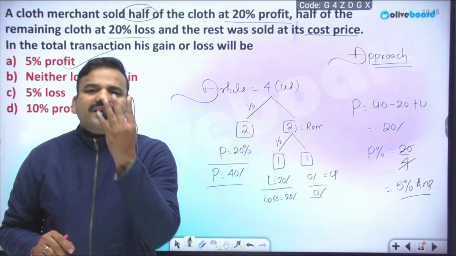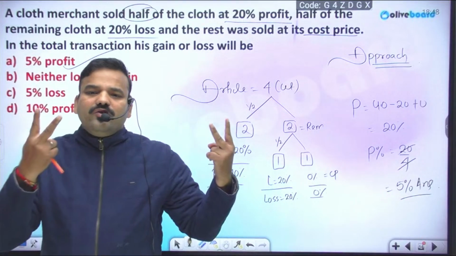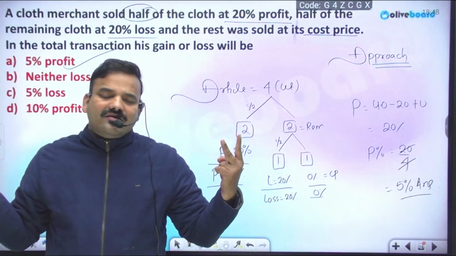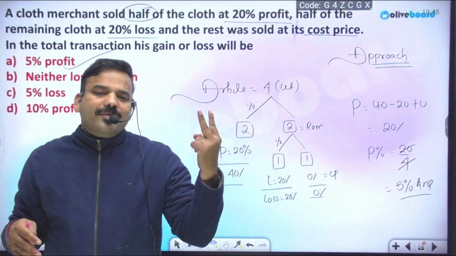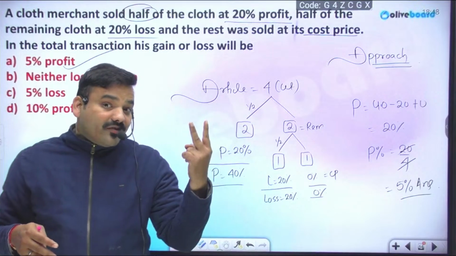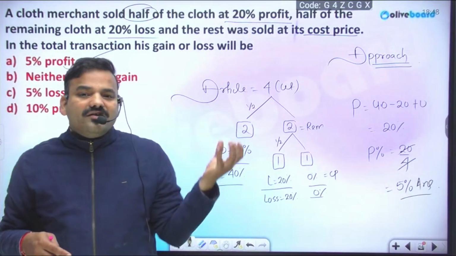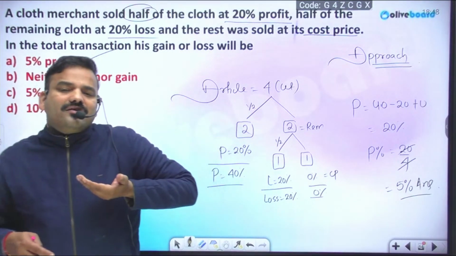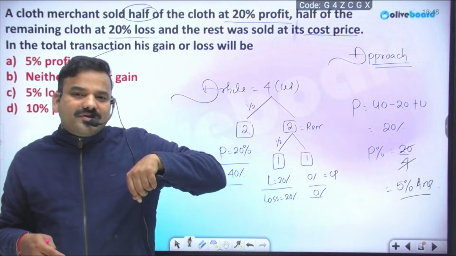I am considering 4 articles. Half will be 2 and 2. Half of half is 1 and 1. These 2 articles at 20% profit. So 20 into 2, that is 40. 40 rupees I am getting in the bank. In my pocket I have put 40 rupees.